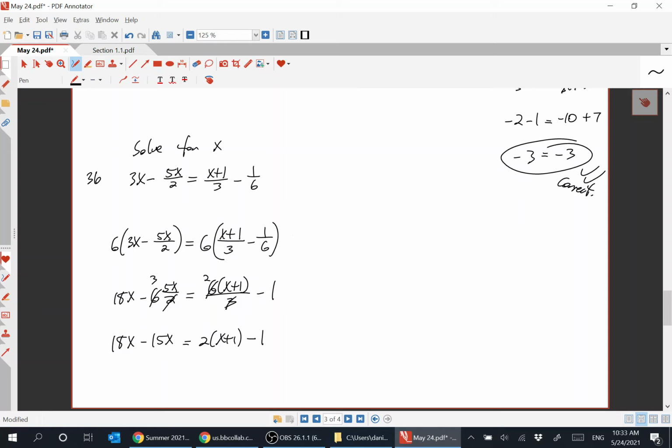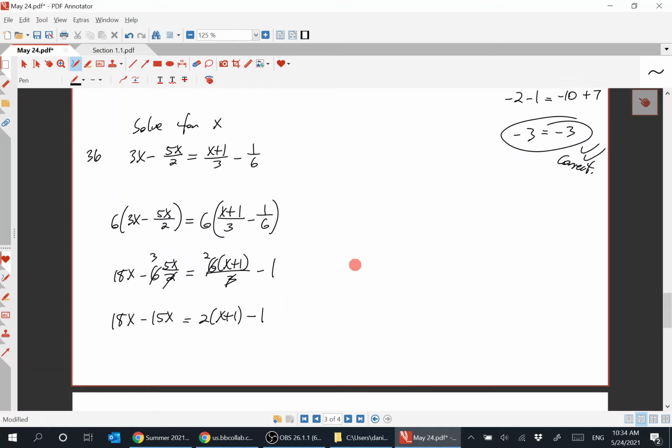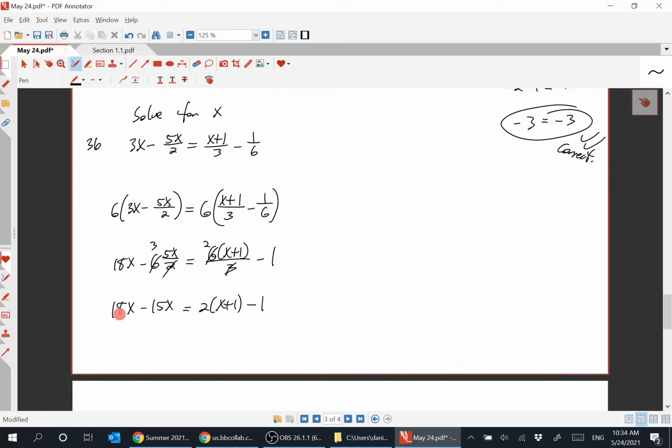So now all those fractions are gone. I took the lowest common denominator for all of these fractions, which would be 6 in this case, and I multiplied both sides of that equation by that common denominator, and then all the fractions go away after I multiply it through. So now I can simplify this expression, get all the x's to the left, all the numbers to the right. That's going to require a couple of steps here.